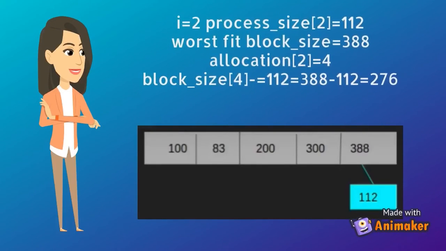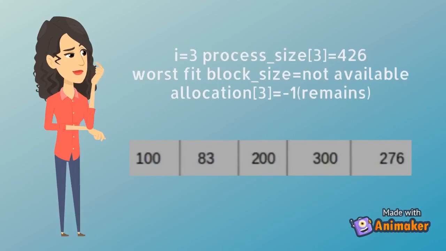When i equals 2, process size equals 112, so 200, 300, 388 can be allocated to this process, but the maximum among them is 388, so worst fit block size equals 388, so allocation[2] equals 4. Block size 388 minus 112, which is 276. Now this block has space 276. When i equals 3, process size equals 426.